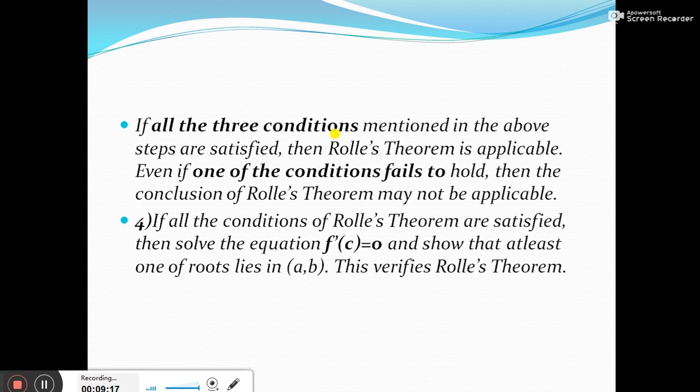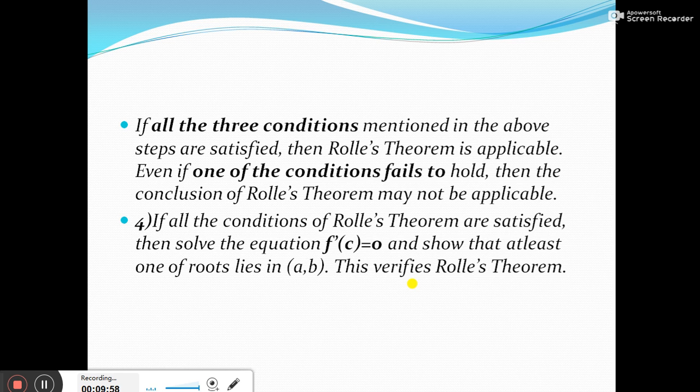And now for the verification of Rolle's theorem, if Rolle's theorem is applicable, then you have to check for the value of c which belongs to the open interval (a, b). If all the conditions of Rolle's theorem are satisfied, then solve the equation f'(c) is equal to 0 and show that at least one of the roots of this equation f'(c) is equal to 0 lies in the open interval (a, b). Then Rolle's theorem is verified. I hope you understand.